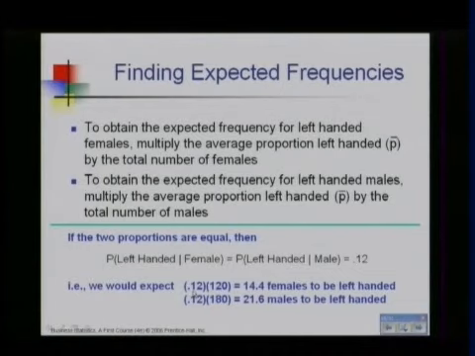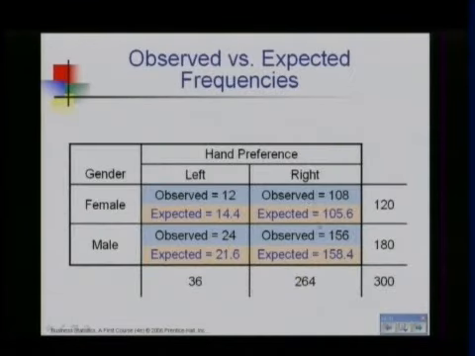That means 88% of people are assumed then to be right-handed if 12% are left-handed. So I take 0.88 times 120, 0.88 times 180. That would give me the 2 expected values that go in the other column of the table. Those are 105.6, 158.4. If I add 158.4 and 21.6, I'll get 180. If I add 14.4 plus 105.6, that'll give me 120.